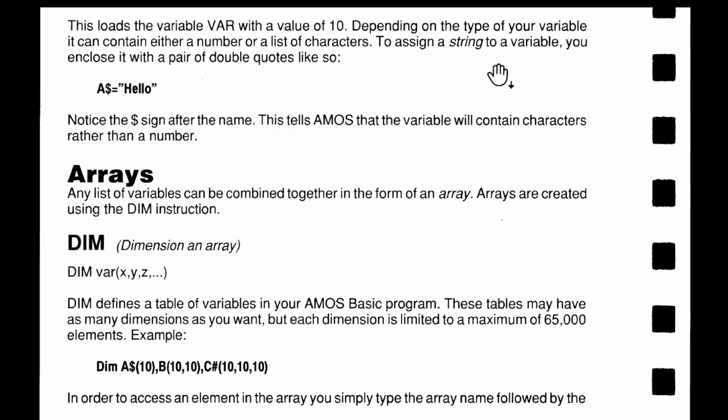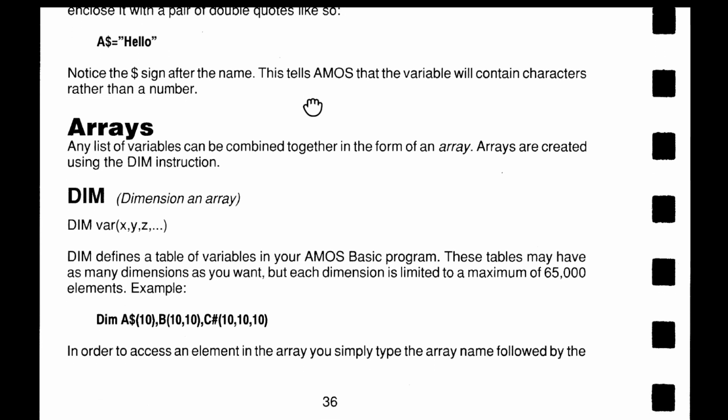To assign a string to a variable, you enclose it with a pair of double quotes, like so: A$ = "hello". Notice the dollar sign after the name. This tells AMOS that the variable will contain characters rather than a number.